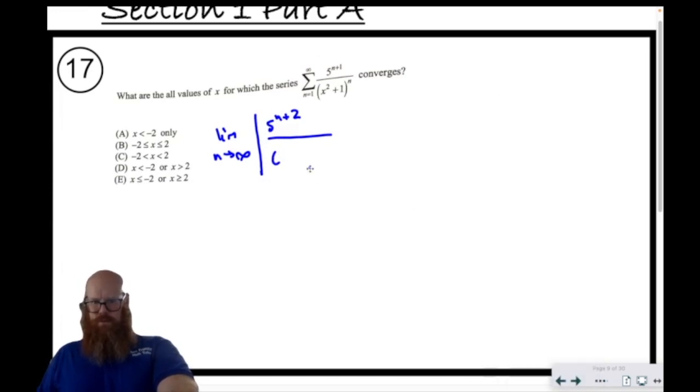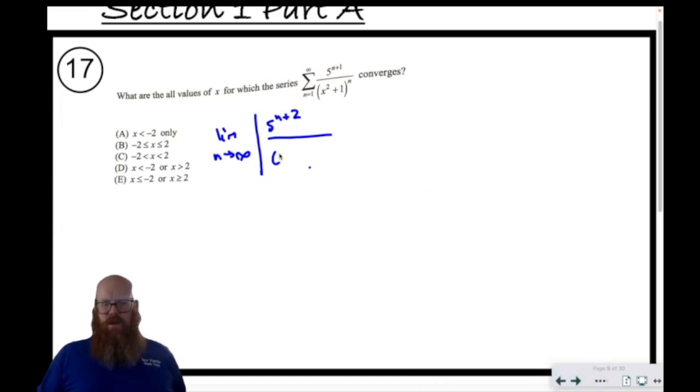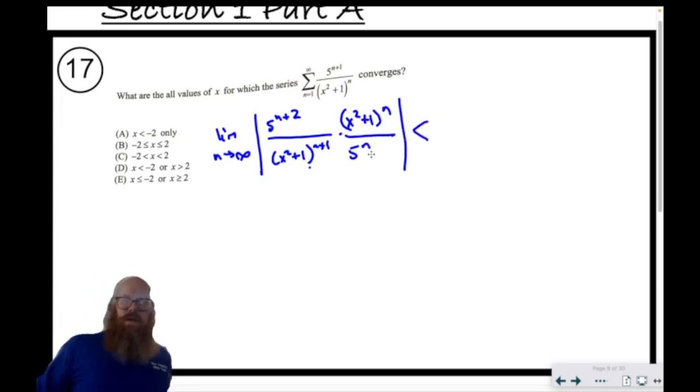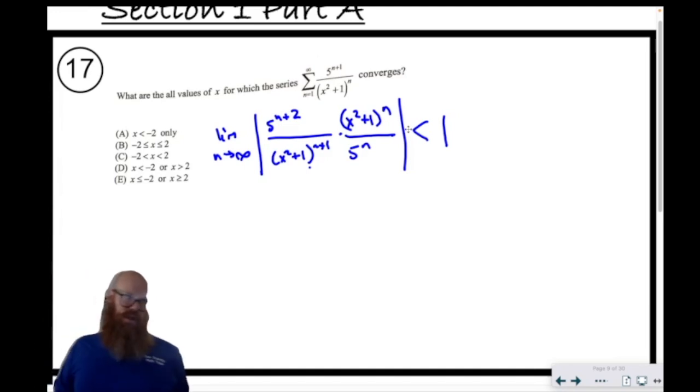Okay. So we're back. So we have x squared plus 1 to the n plus 1. And then if I divide by this, that's just like multiplying by the reciprocal. And that needs to be less than 1 in order for it to converge, right? That's the condition of the ratio test.